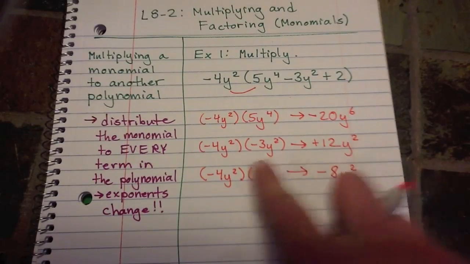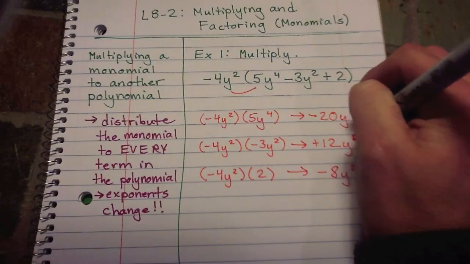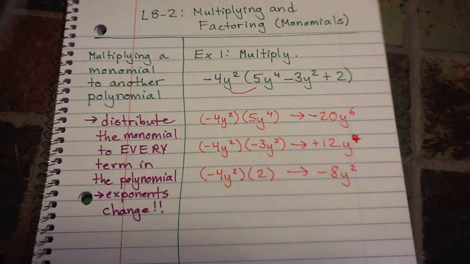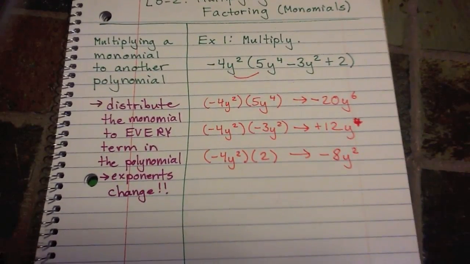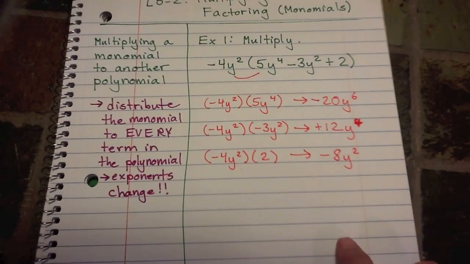Oops, I'm so sorry. I said y to the 4th and then I wrote y squared. Sorry about that. Okay, there you go. So now you go to write this, and that's a good example of catching mistakes because I saw squared and knew I wrote something wrong.